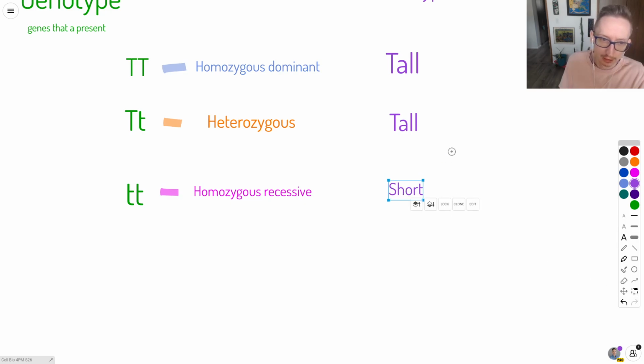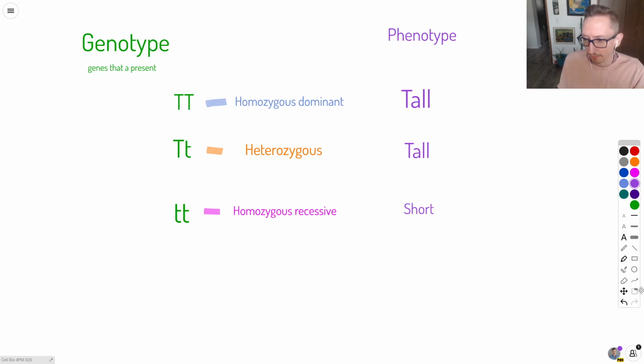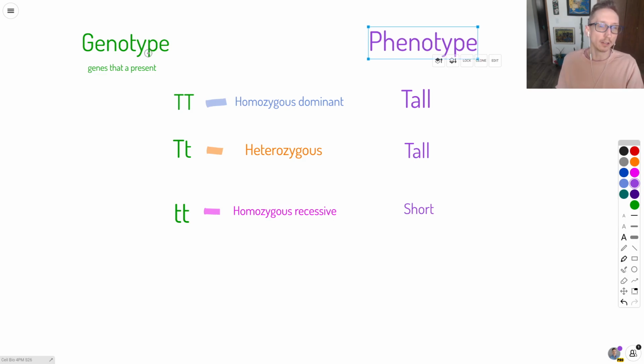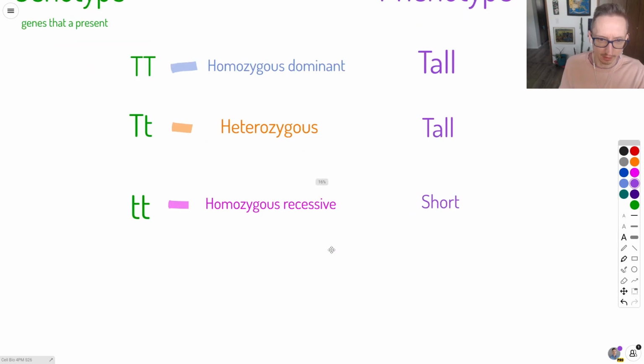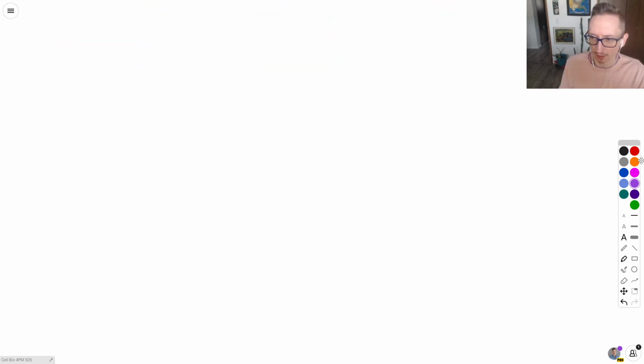Cool. So, genotype, phenotype. Phenotype is what we see. Phenomenon. It's what we see. Lightning is a phenomenon. Okay. Genotype. It's the genes that are present. Easy peasy. Okay. Science is so easy. Don't ever get it twisted. It's the easiest thing on the planet.